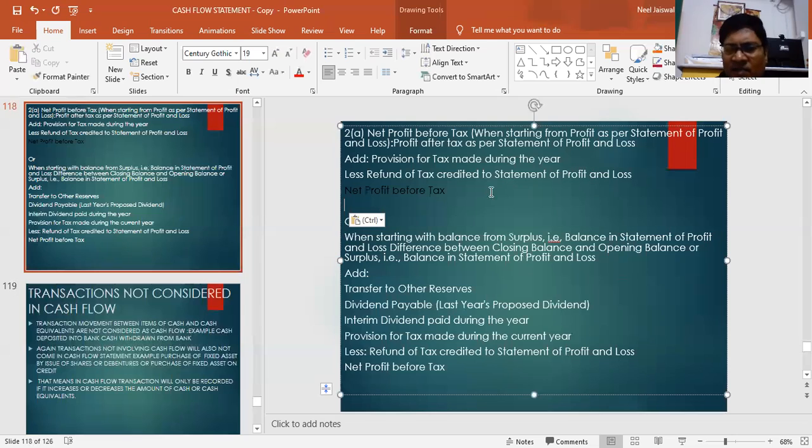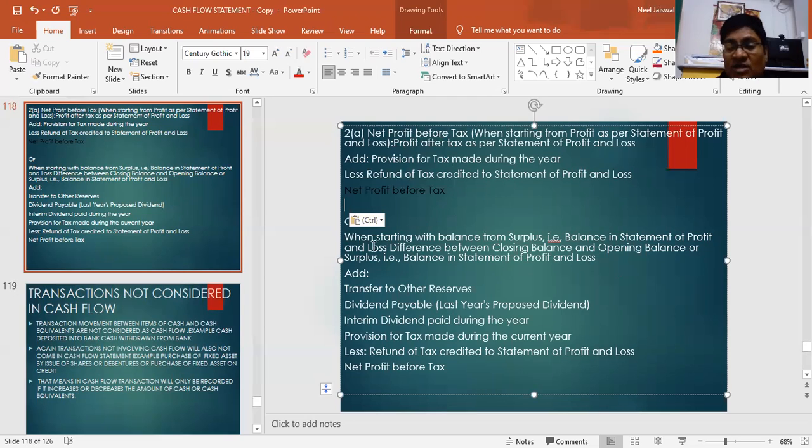That's why it's given net profit before tax. This is prior to the balance sheet. That means we are preparing from the statement of profit and loss. When the sum has given only the statement of profit and loss, then we will be doing it like this. We will only take these two adjustments, students.